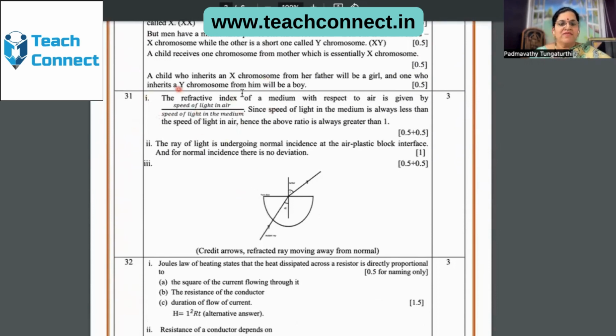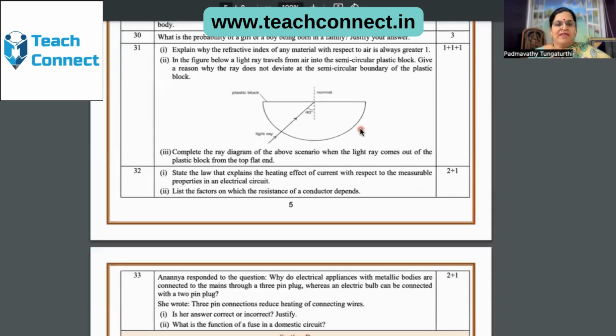We always write this formula: speed of light in air divided by speed of light in the medium. We compare it with the speed of light in air, for some benchmark should be there. It is chosen to be air. That's how we can compare it with air.